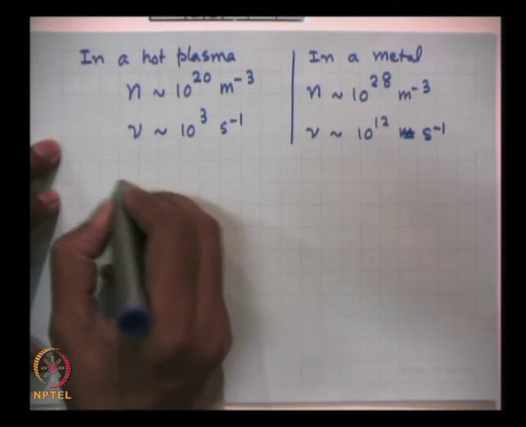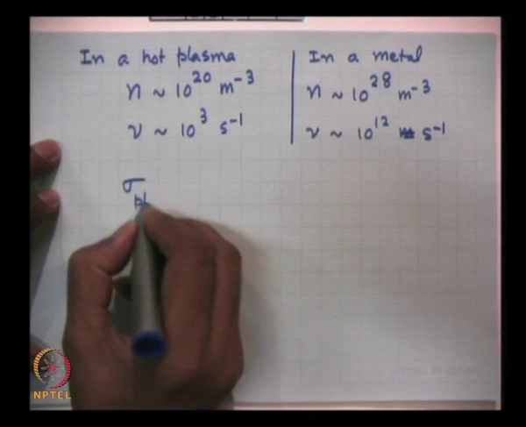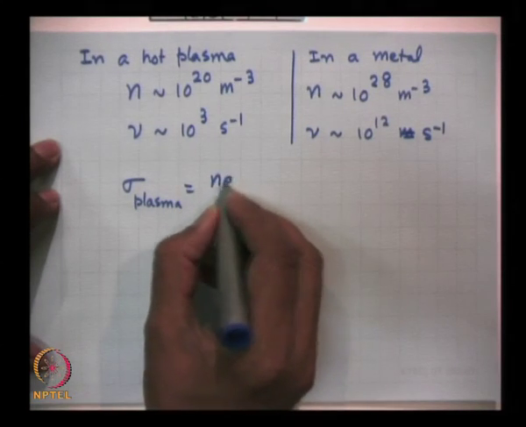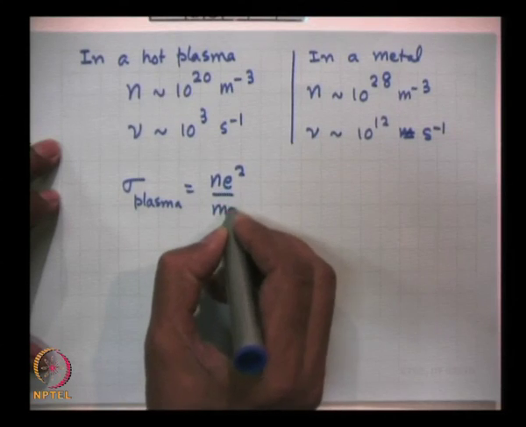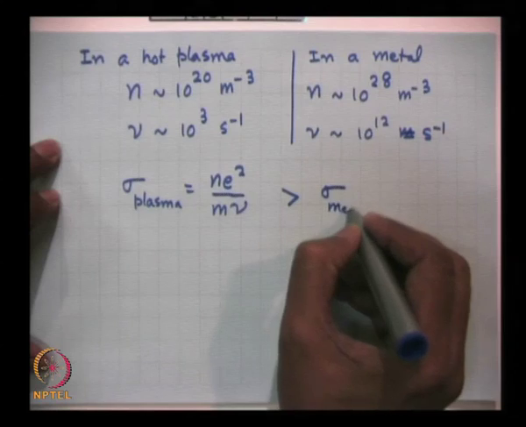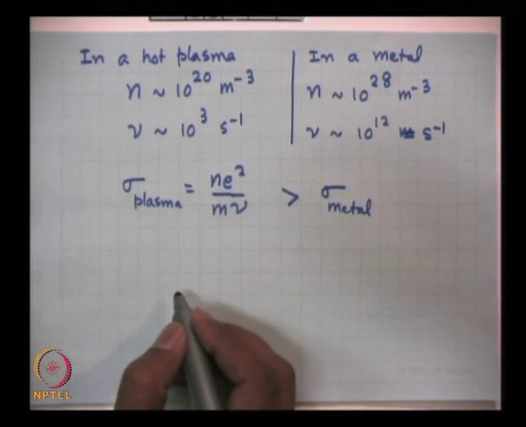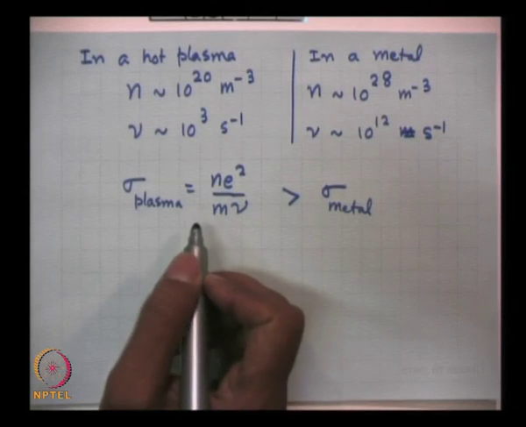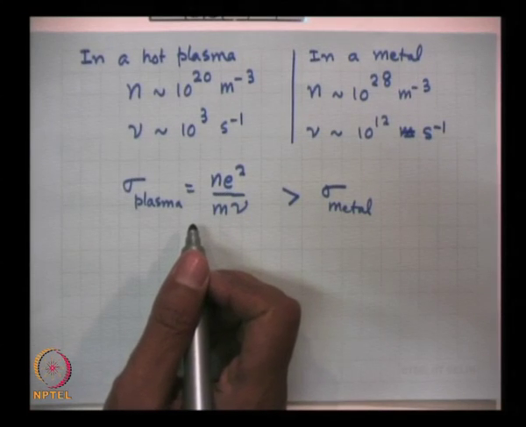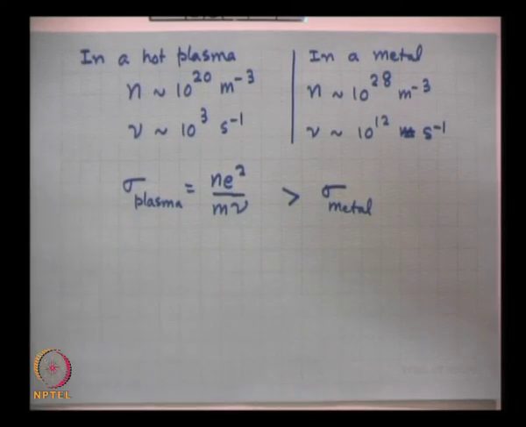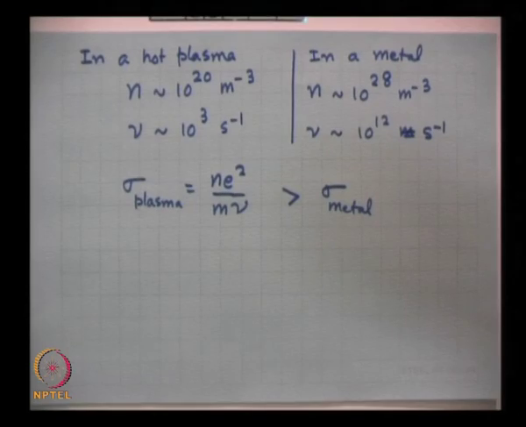As a result, if you look at the conductivity of a plasma, which is equal to n e square upon m nu, this could be bigger than the conductivity of metal. It is a very important point, that plasmas have very high conductivity, hot plasmas have very high conductivity. This is something that you should always remember.